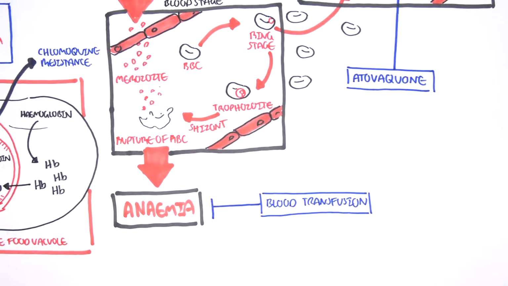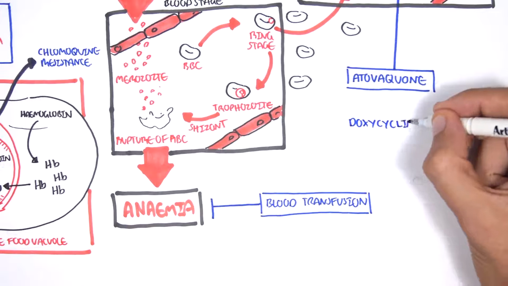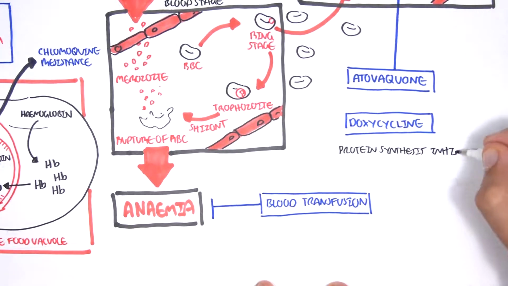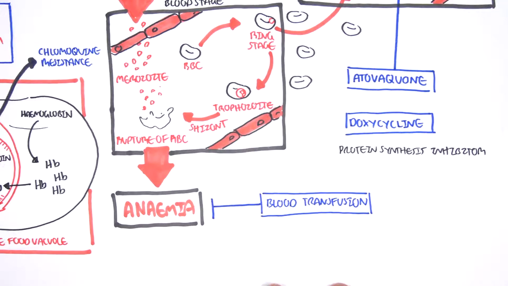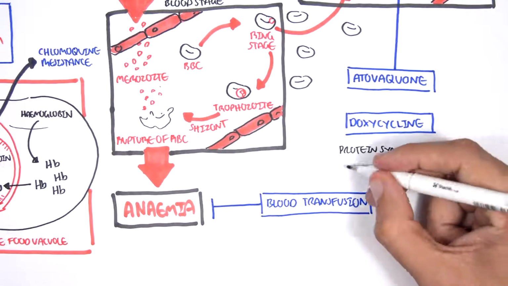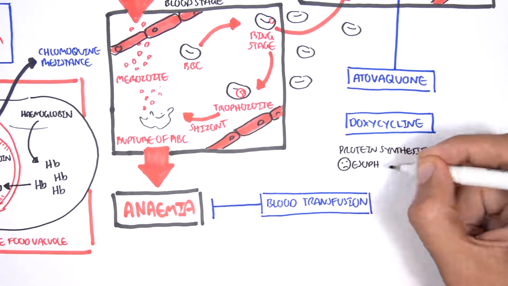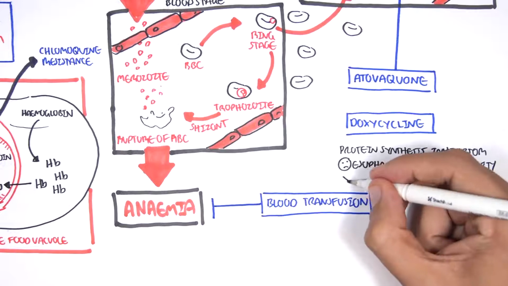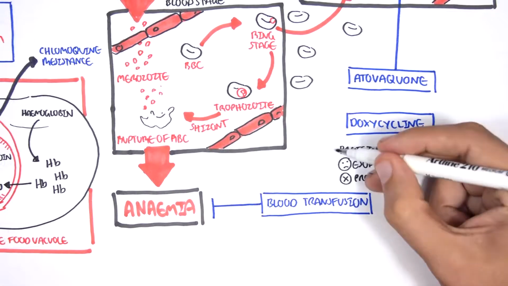Doxycycline is another antimalarial drug which you might remember as being an antibiotic. Doxycycline is essentially a protein synthesis inhibitor. Tetracycline, another antibiotic and protein synthesis inhibitor, is also used for antimalarial treatment and prophylaxis. Their side effects include esophagitis and photosensitivity, and they are contraindicated in pregnancy.